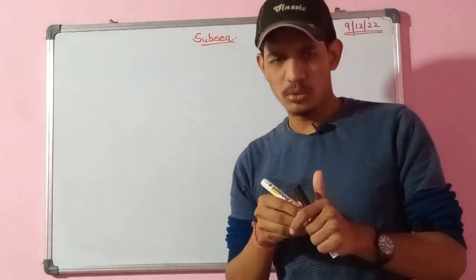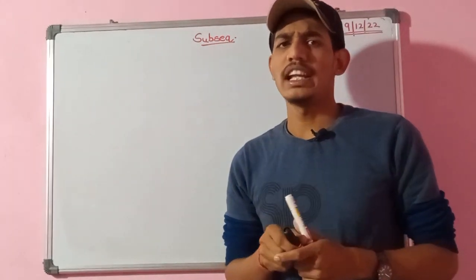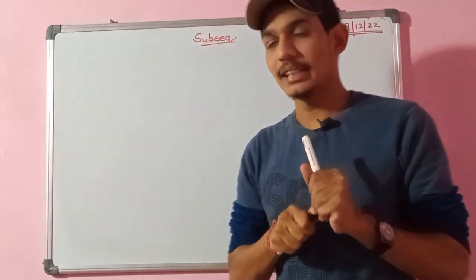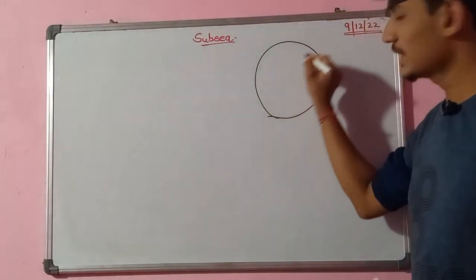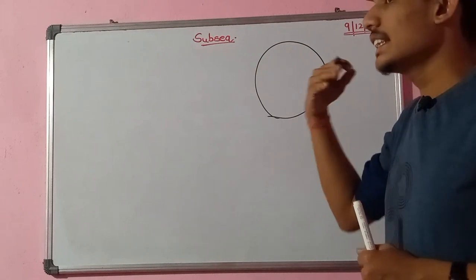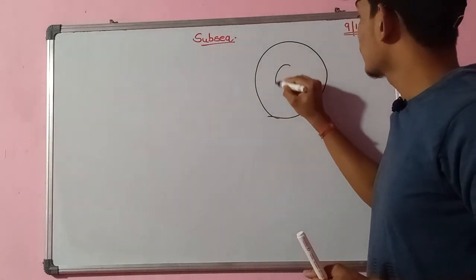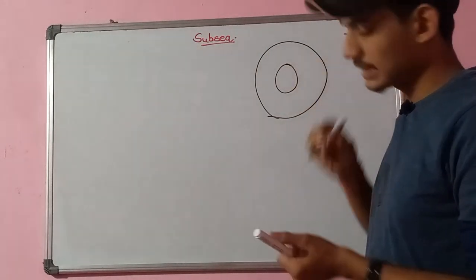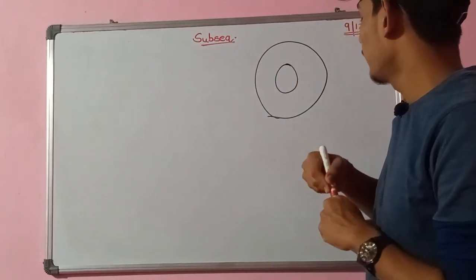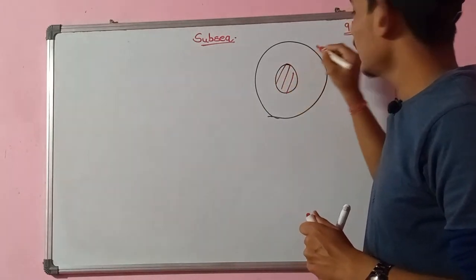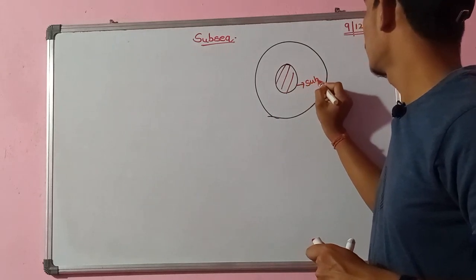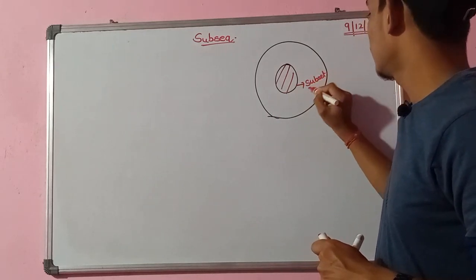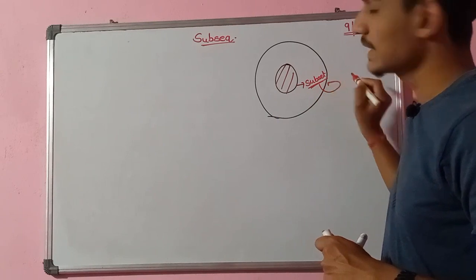This is nothing new to you. You already studied sets and subsets. What is a subset? If this is a big set, and there is another set all of whose elements are present in this big set, then I will call this set a subset of this big set.